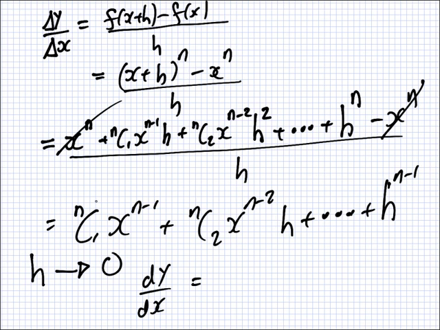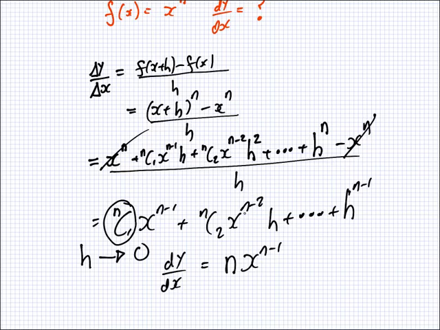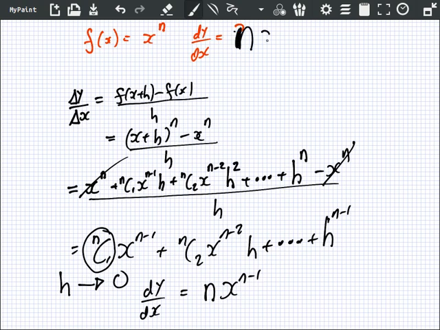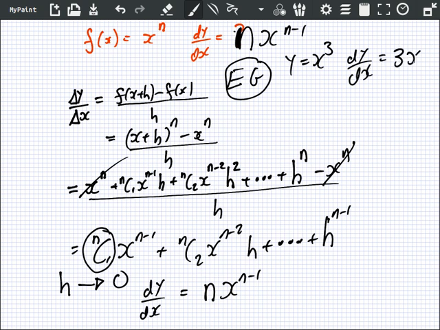Oh, and by the way, what is nC1? We did this before. nC0 is 1. nC1 is n. So this becomes n x to the n minus 1. And what happens to all these pieces here? They disappear because h is going to 0. So what we've done is we've proven that if you have x to the n, its derivative will be n x to the n minus 1. As an example, if I have y equals x cubed, its derivative will be 3x squared.